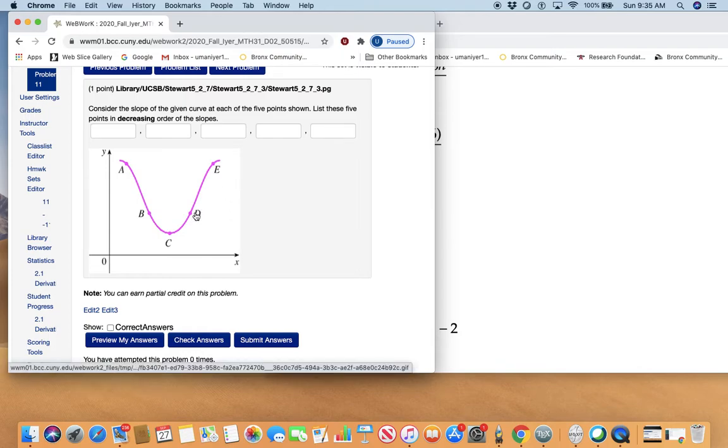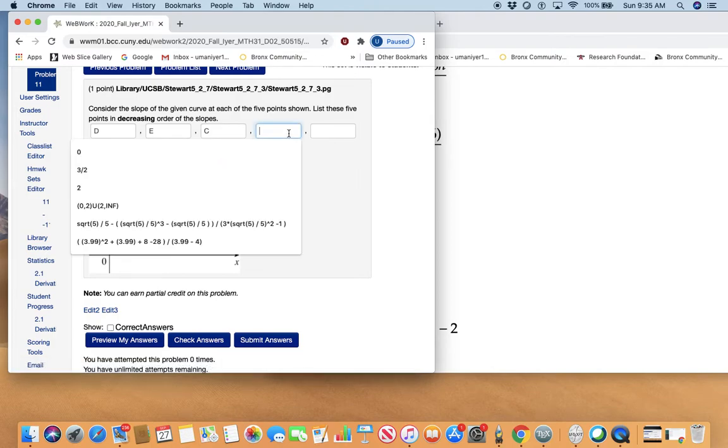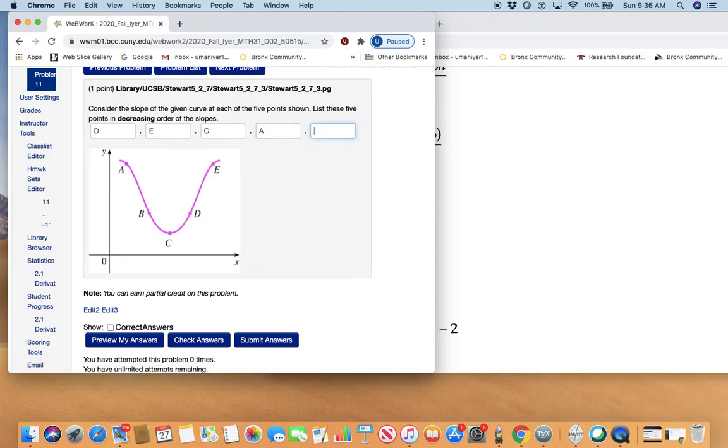So notice D is steeper than E. So D has a higher slope than E. All right. D has a higher slope than E, and they are positives. Before going to negatives, I have a 0 slope at C. And now here are the negatives. Which one is more negative? That is more negative, steeper. This is less negative. So that is A. And then I have B.